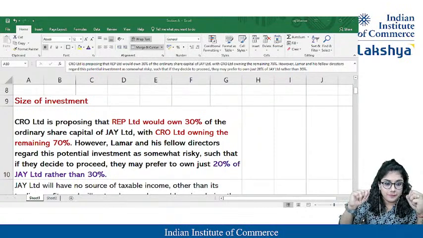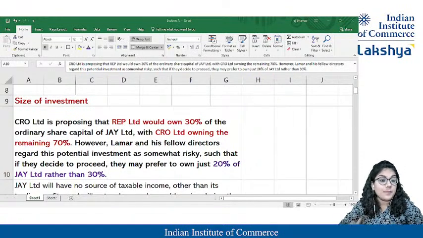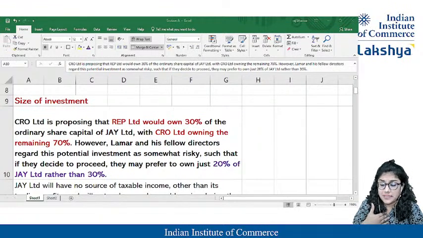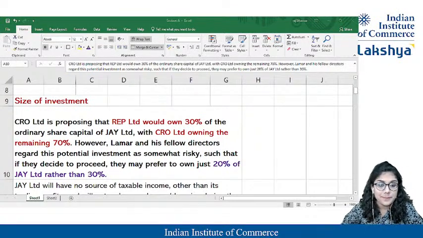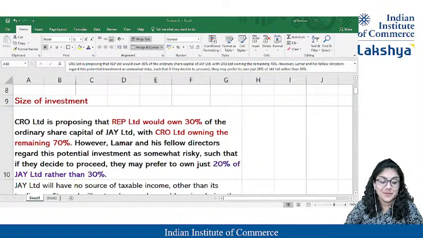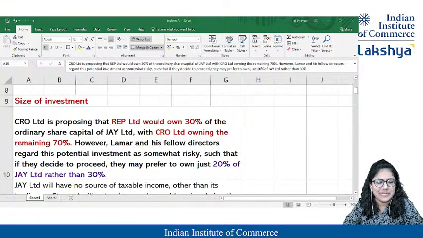Individually, nobody has 75%, so not a single company is in a position to control it. So both of them need to be combined, and then it becomes a consortium. But now what happened? REP's director has a concern: it's not better to invest 30%, it's better to restrict my shareholding to 20%. For example, if REP holds 20%, CRO will hold 80%. If CRO holds 80%, an individual company now has more than 75%, right? Then that's not a consortium. I hope you understood this.